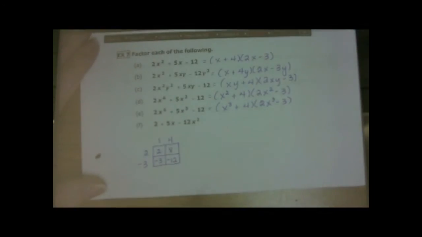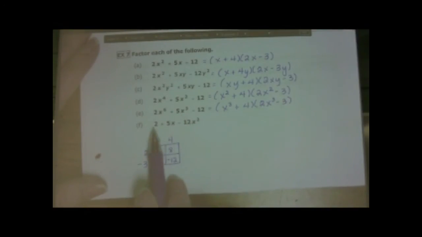All right, the next one starts with x to the 6th. So instead of our factors having an x and an x, they're going to have x to the 3rd and x to the 3rd. So that gives us x to the 3rd plus 4, 2x to the 3rd minus 3. And notice, when we calculate our inners and outers, when we FOIL, we're going to have the term x to the 3rd, which is what we get in the middle.